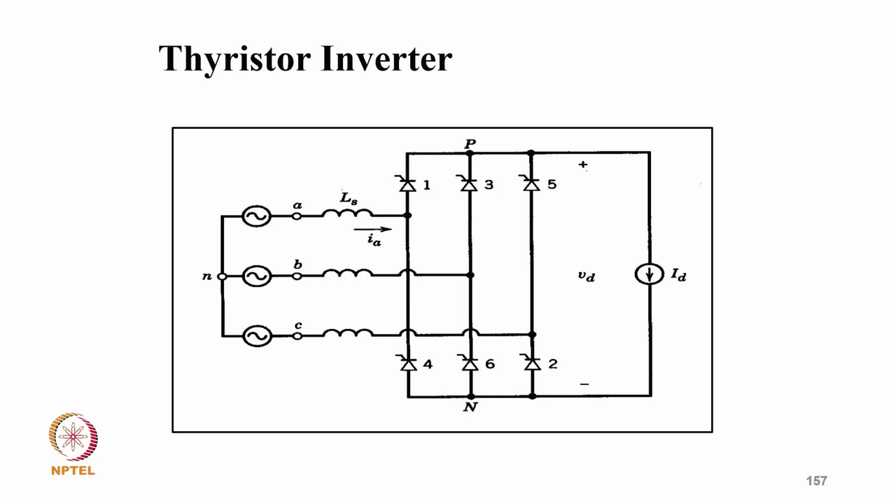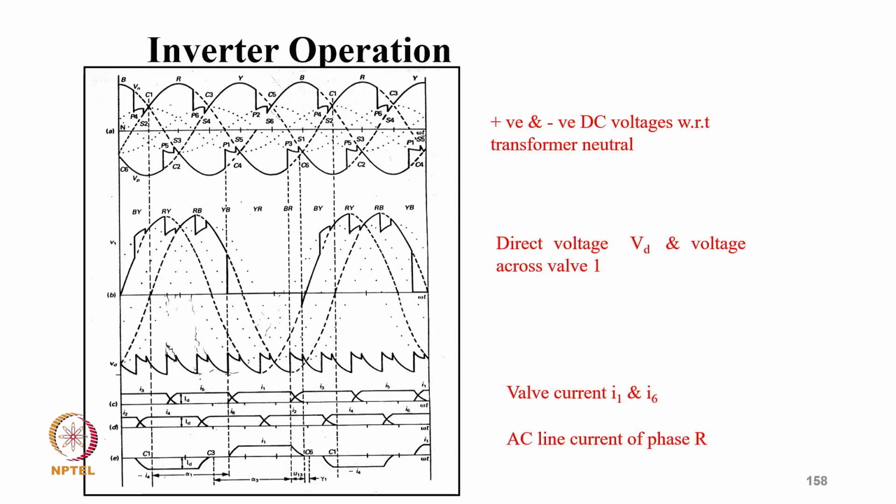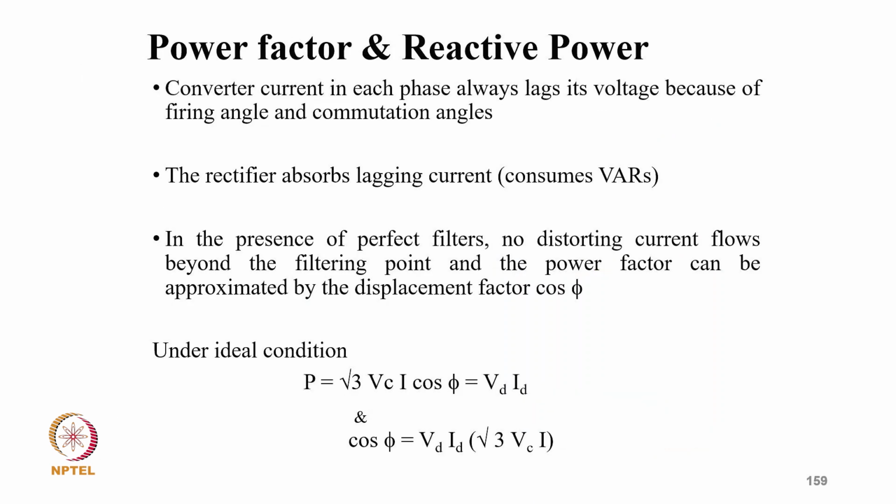And this is typically the thyristor inverter, showing how it really pushes the power from the DC side to the AC side. And these are the waveforms: typical positive and negative DC terminal voltage of transformer to neutral, direct voltage VD, voltage across valve 1, the valve currents 1 and 6, and the AC line current of phase R.